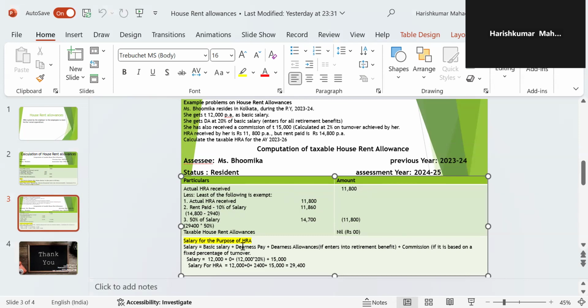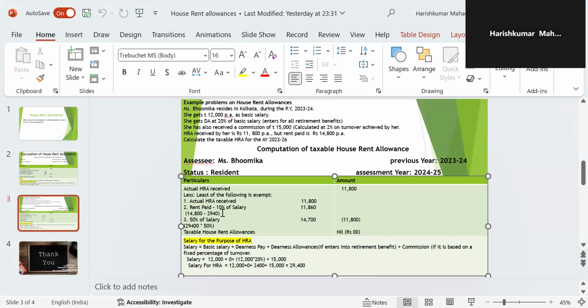In the working note, I explained what 10% of salary is. Salary is equal to basic salary. How much is she receiving? 12,000 per annum, plus dearness pay, which we don't have. Dearness allowance, we have 20% of basic pay. Basic pay is 12,000 into 20%, you'll get 2,400, plus commission, they gave 15,000. The total salary for HRA is 29,400. If it is 10%, it means 2,940 rupees. So 14,800 minus 2,940 is 11,860.